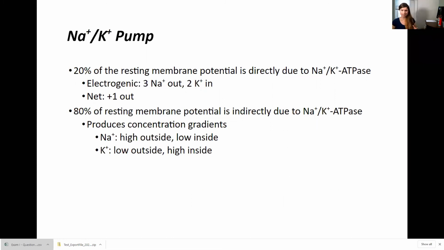So it's electrogenic because it's moving 3 positive charges in the form of sodium out, 2 positive charges in the form of potassium in. So we have a net export of 1 charge out.